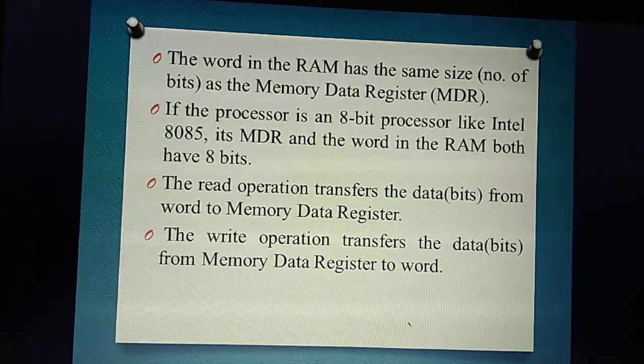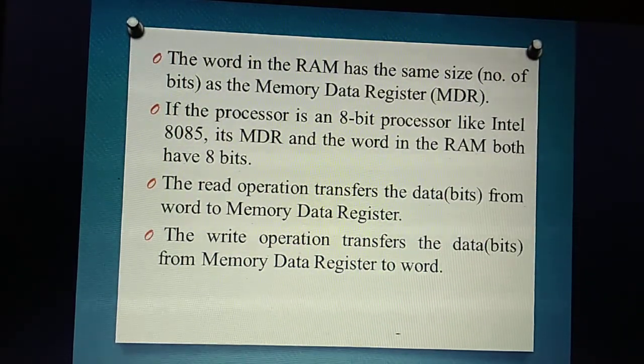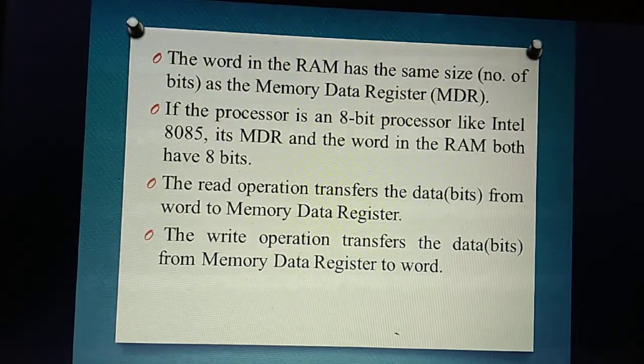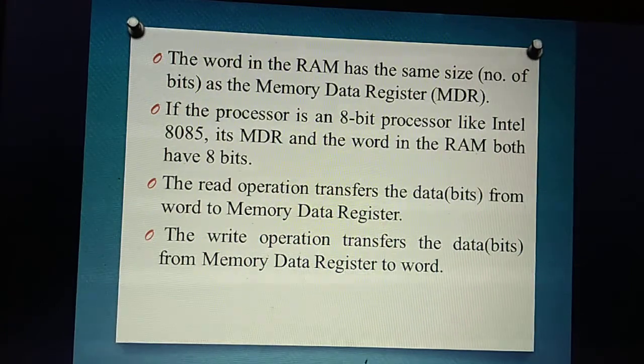If the microprocessor is 8-bit, it means the word size stored in the RAM and the MDR also have the same size, 8 bits. Understand? That's the definition they have given: the size of the MDR and the word size in RAM is the same as the processor bits. There are two kinds of operations: read operation and write operation.